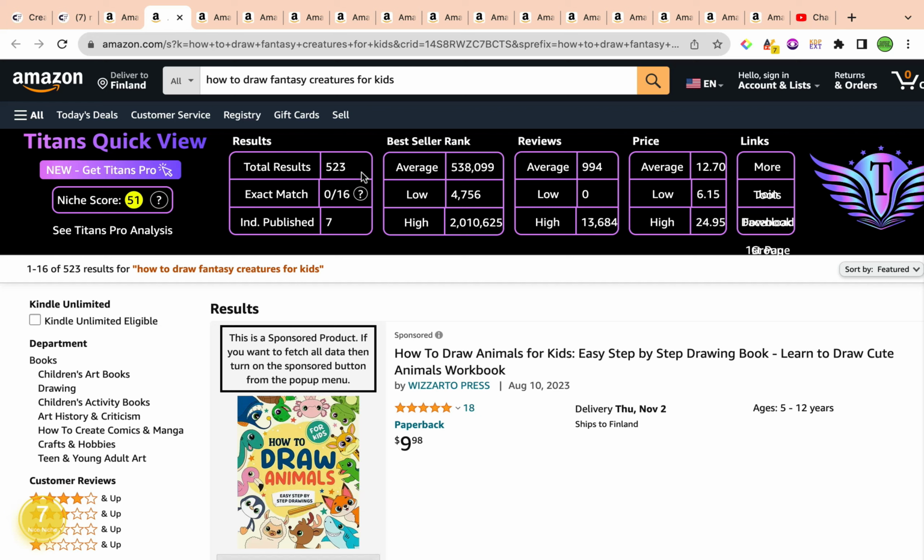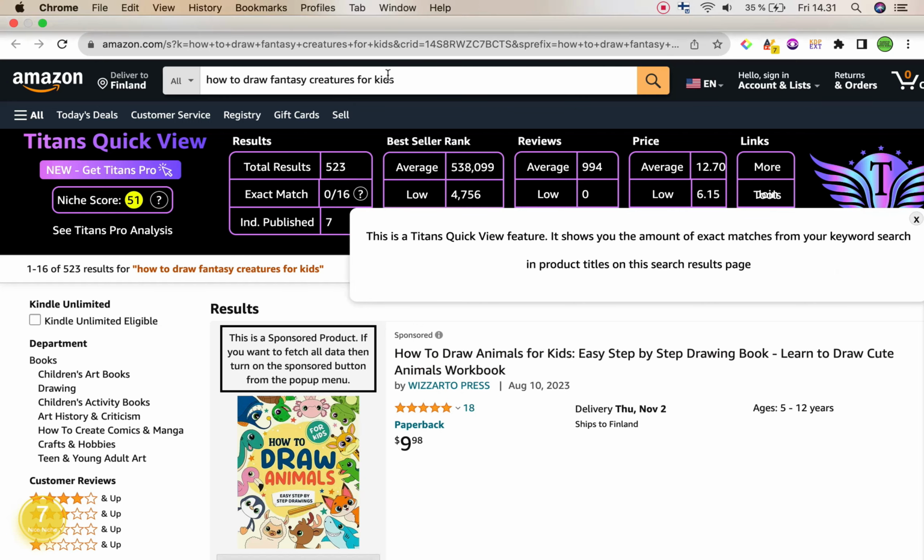Now you could niche down based on the age group of the children. Now the interior will differ based on whether the children are young in their preschool years, or if they are much older, heading towards the 10 to 12 years old. Maybe 8 to 10 would be ideal for this kind of book as well. 8.5 times 11 inches would also be great for that. Maybe having a grid format for how to draw would be better than a step-by-step process. Also, the average reviews are 994, average price is $12.70.